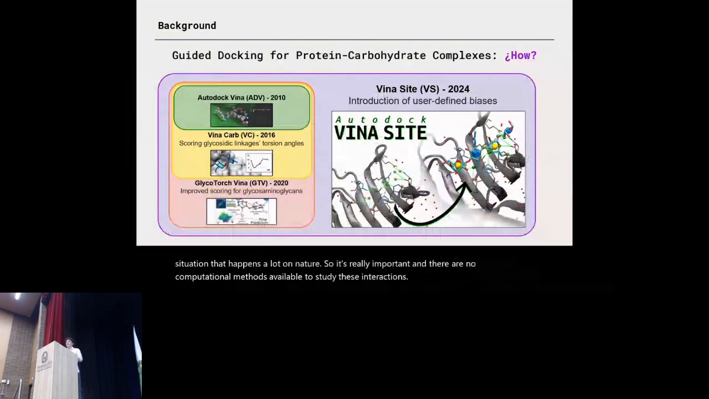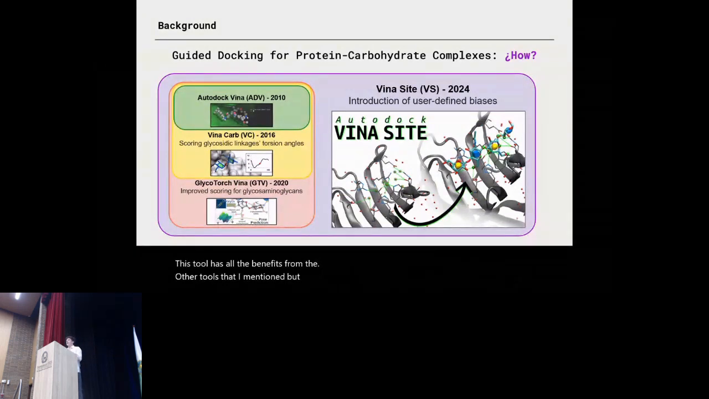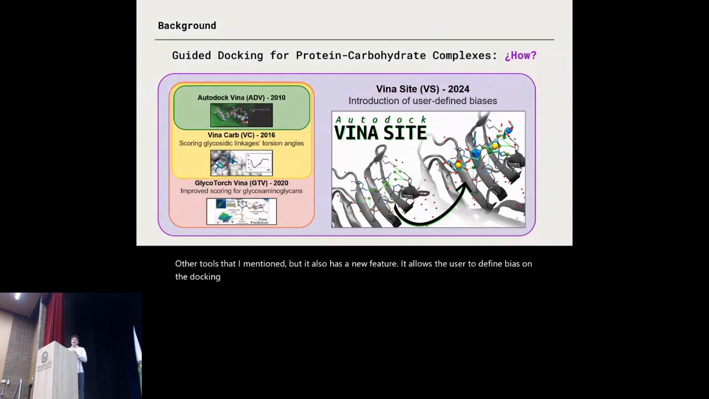In my lab, we have recently developed a new docking tool called AutoDock Vina site. This tool has all the benefits of the other tools I mentioned, but it also has a new feature. It allows the user to define bias in the docking simulation, so you can enhance some particular interactions with particular functional groups of the ligands in positions defined by the user.